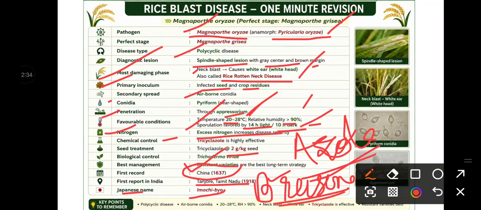Favorable conditions: temperature 20 to 28 degrees Celsius, relative humidity more than 90%, and sporulation favored by 14 hours of light and 10 hours of darkness. Excess nitrogen favors the disease. Chemical control is by using tricyclazole. Best management practice is by using a resistant variety. So this is all about rice blast disease.